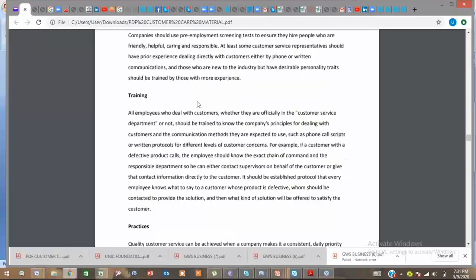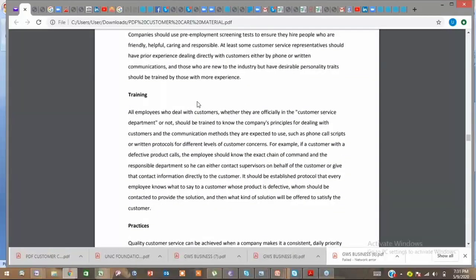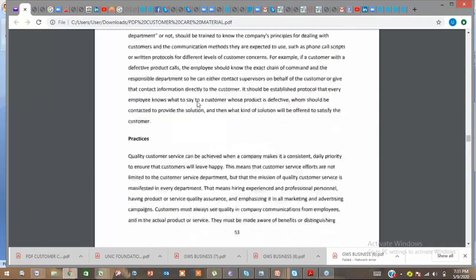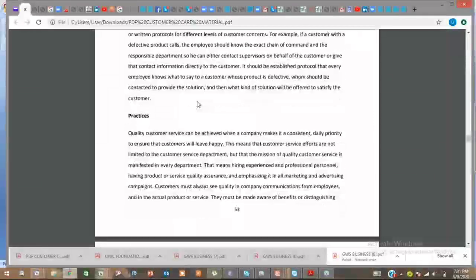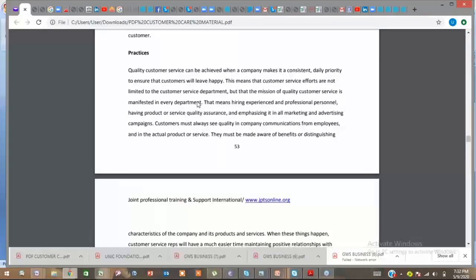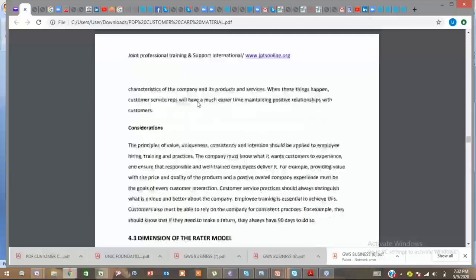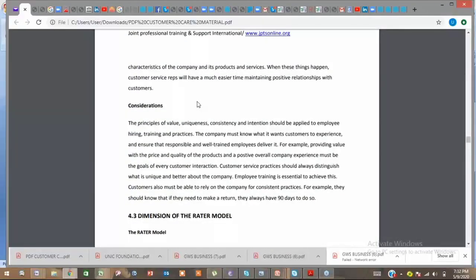All employees who deal with customers, whether they are officially in the customer service department or not, should be trained to know more. Quality customer service can be achieved when the company makes it consistent. You practice, you monitor them. Consideration: the principle of value, uniqueness, consistency, and intention should be applied to employee hiring, training, and practice.